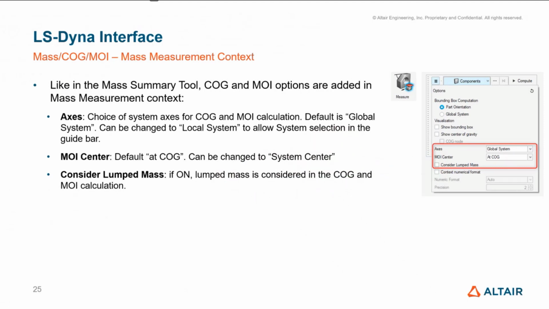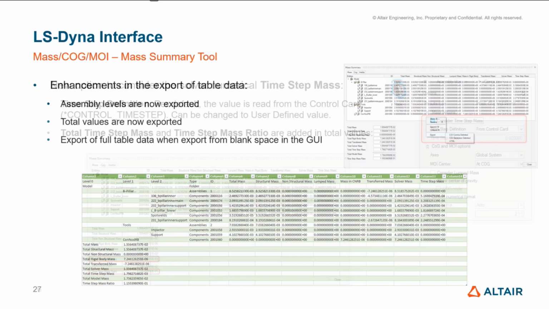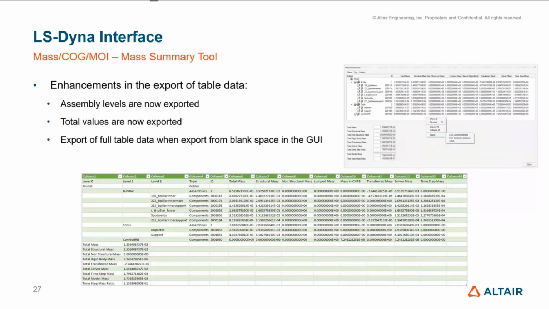Mass measurement context enhancement, that's the same as what I have presented just before, so I will pass this slide. Mass summary tool, time step consideration, that's the same as what I have exposed for Radioss. Just here, one difference is that it is calculating the elemental time step, which is exactly what LS-DYNA does. So what you see here in the GUI as a result is matching the solver. And in terms of table data export, the same. We have improved the export within the tool to have the assembly levels and the total values at the end of the exported file.